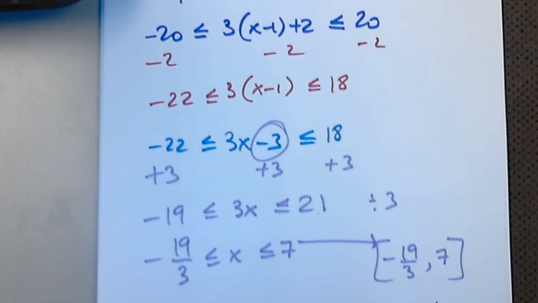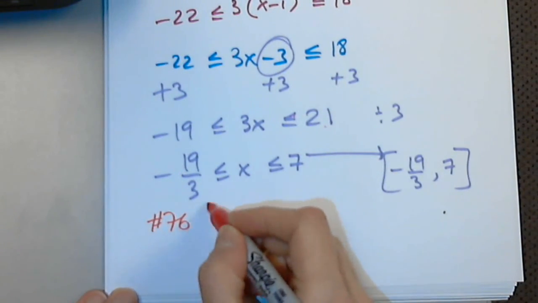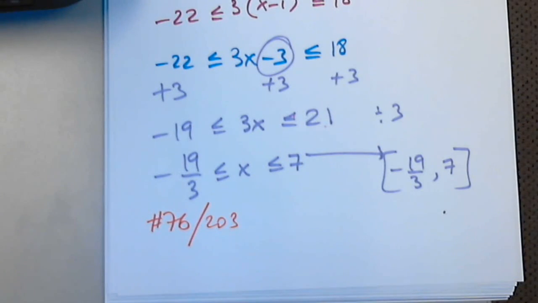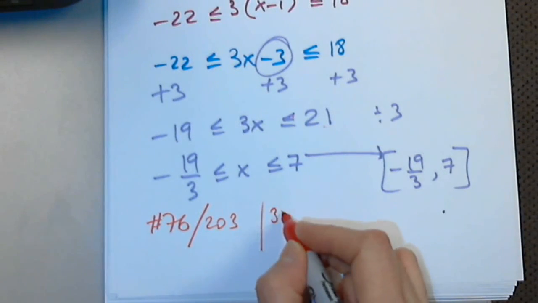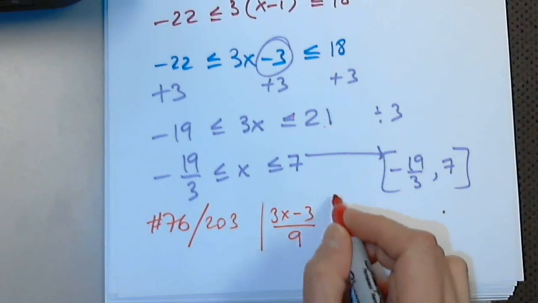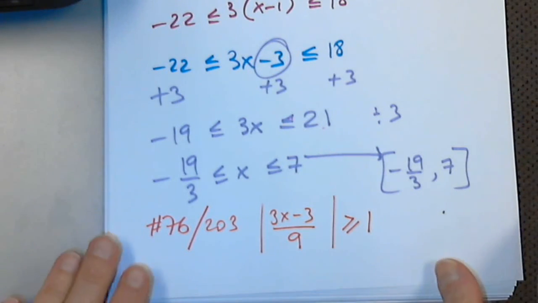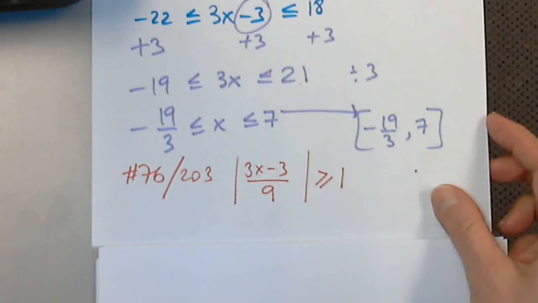Very good. So let's look at 76. We illustrate absolute value inequality, 76. So the absolute value of 3x minus 3 over 9 is greater than or equal to 1. Is it cleaned up? Yes. It's completely cleaned up. I can't touch the absolute value. It's untouchable.